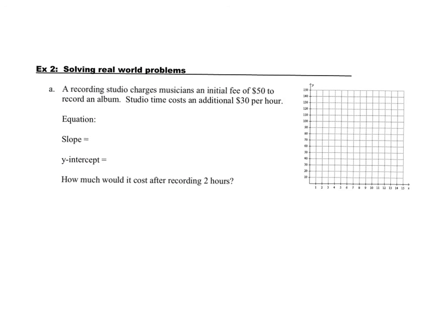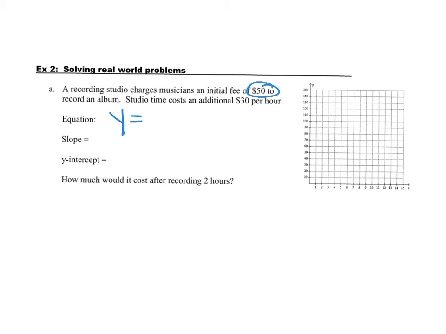All right, example 2, solving real-world problems. A recording studio charges the musicians an initial fee of $50 to record an album. Studio time costs an additional $30 per hour. So let's start with our equation. We have y is equal to, so an initial fee, $50. It's starting at the $50.